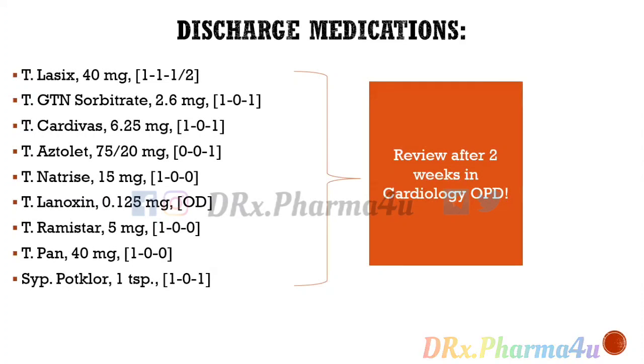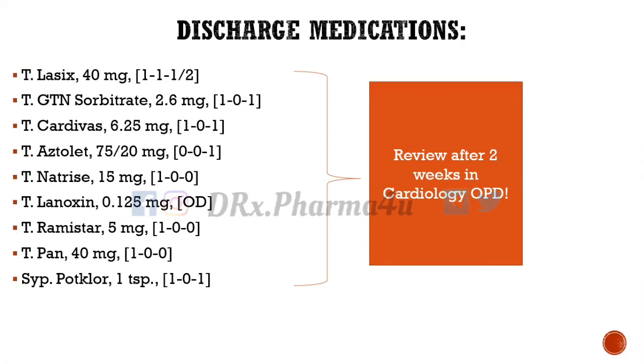If we look at the discharge medications, Lasix was given, which is furosemide. GTN sorbitrate is nitroglycerin. Cardivas is carvedilol. Astrolate is atorvastatin clopidogrel combination. Natrice is tolvaptan. Lanoxin is digoxin. Ramistar is ramipril. Pan is pantoprazole. And syrup potchlor was actually given.